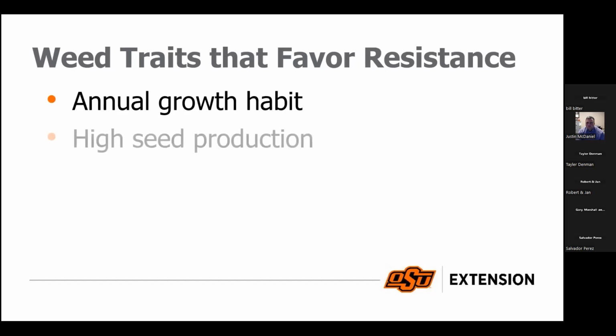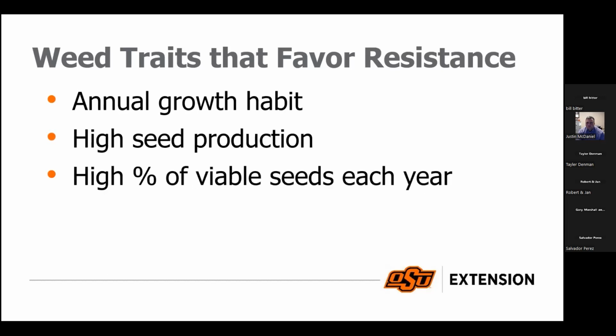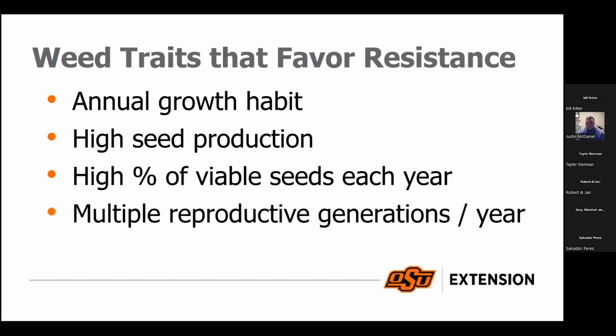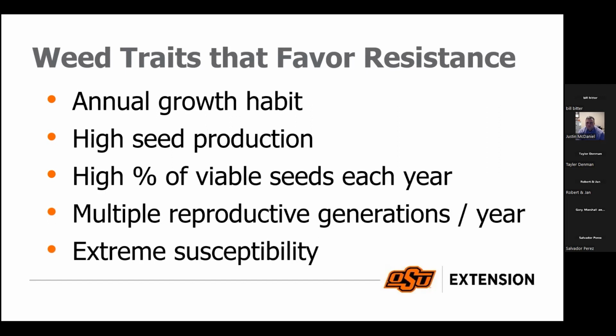Some weed traits that favor resistance include an annual growth habit. A lot of those annual plants are going to produce a whole lot of seed. If you have a high percentage of viable seeds each year, and if those plants seed out multiple times a year, that means multiple reproductive generations per year as well.